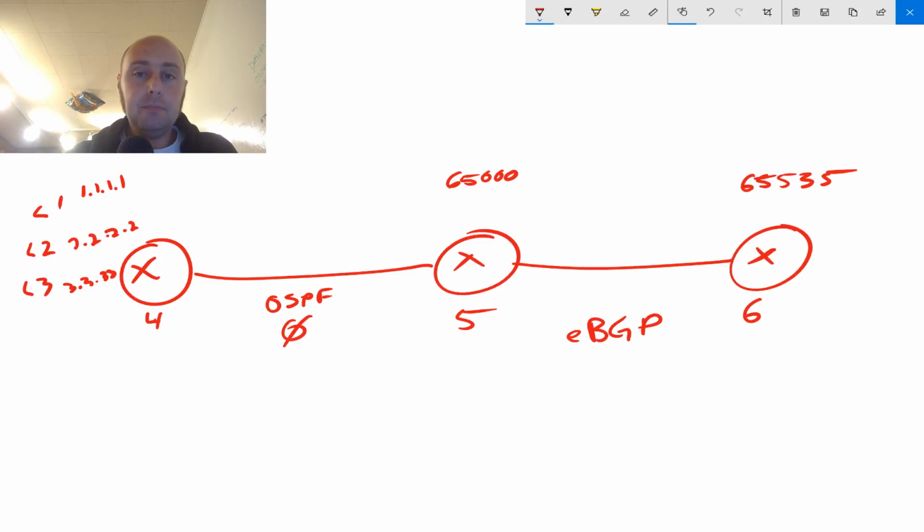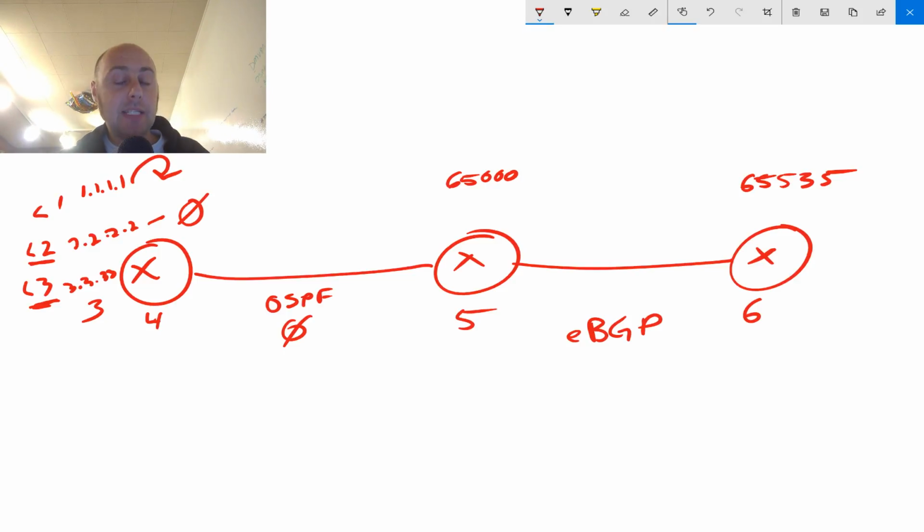I'll explain how I included the loopbacks in OSPF. Loopback 3, I went ahead and included in area 0. Excuse me, that was incorrect. Loopback 2, I included in area 0. Loopback 3, I made area 3. And loopback number 1, I made a redistribution. I redistributed that as a connected route into OSPF.